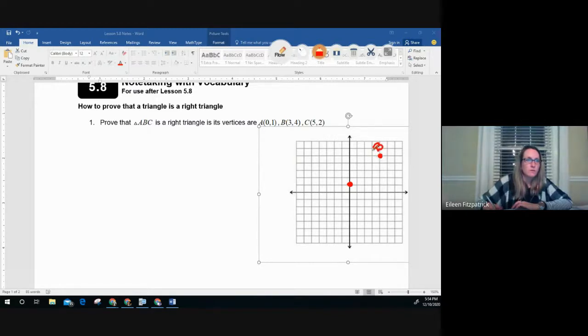Sorry, I was on the wrong page in my notes, so I was looking at a different problem when I said B. Let's try that again. A is at (0, 1). B is at (3, 4). And there's B. And C is at (5, 2). And there we go. So there's our triangle.